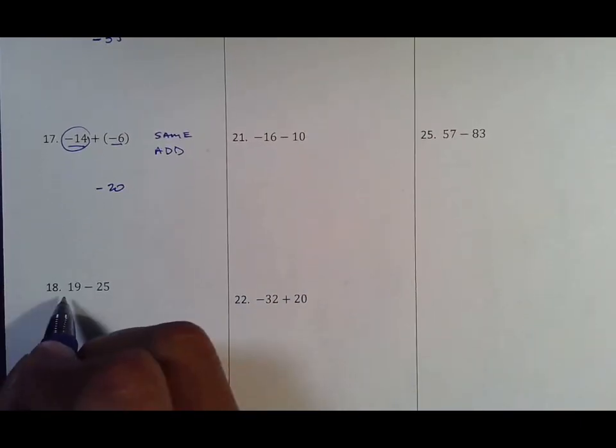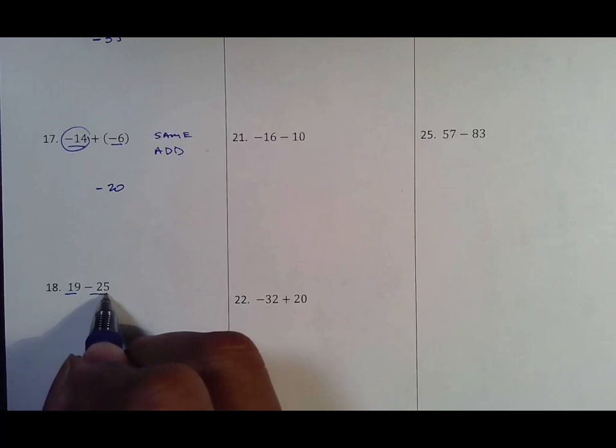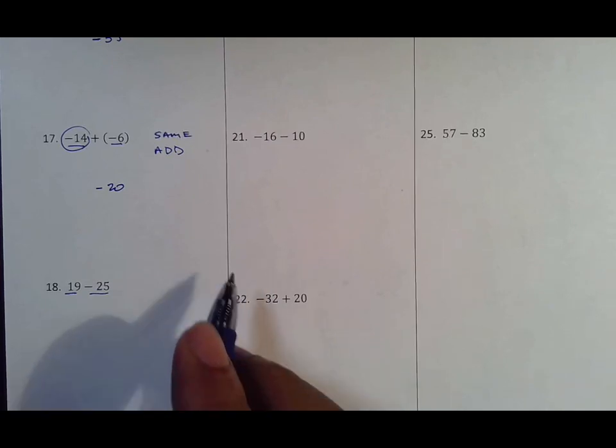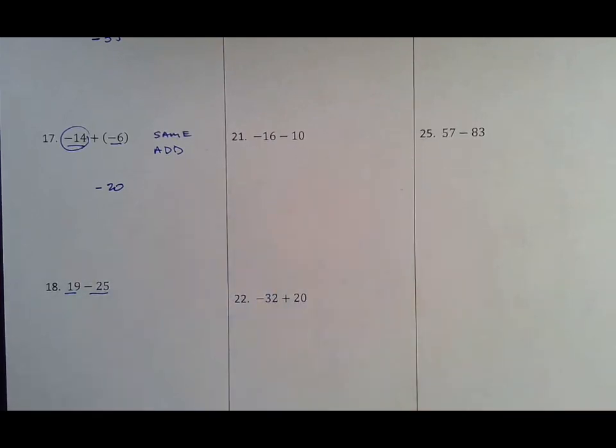On number 18, don't forget that's a positive 19 and a negative 25. If you have to put a plus in front of that, fine, but just start learning that if you see a 19 as positive 19, guess what? That's a positive 22 and a positive 21 and a positive 25. So you don't really need it, but if you need it, just put it.